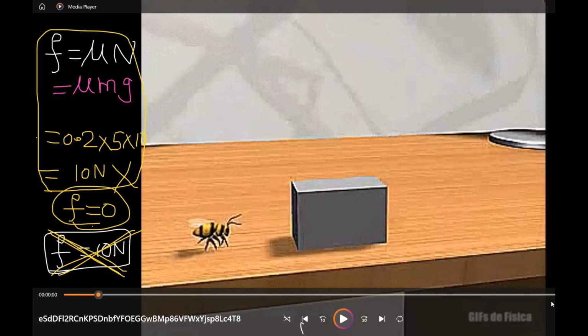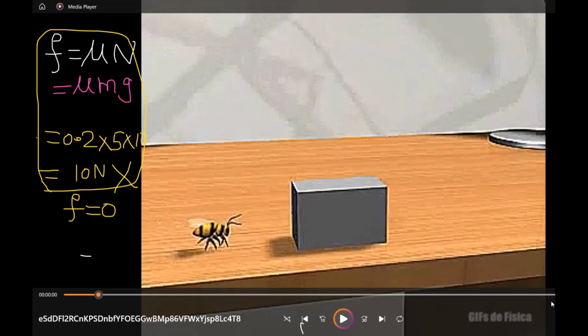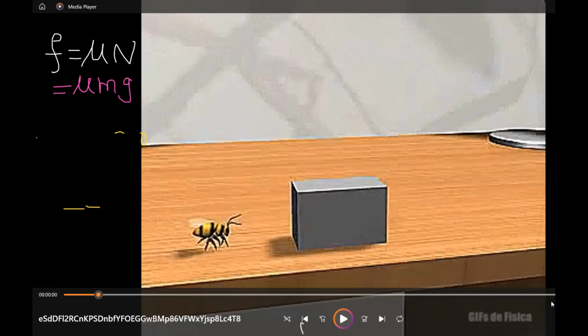You don't have to think that much. If you want to remember simply, what is the point I am conveying? What is the point I conveyed simply? Friction is there only when there is applied force. If applied force is not there, then friction will be 0.